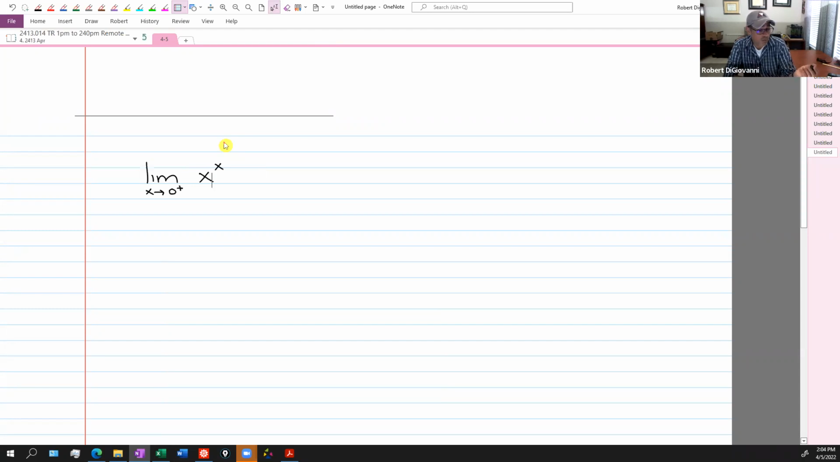Well, first of all, we just plug in 0, right? And we say, okay, well, this is going to be 0 raised to the 0, right? And this is bad. This is an indeterminate form. The base wants to be 0, but a 0 exponent wants to turn it into 1, right? So this we don't know. It's indeterminate. So what do we do?